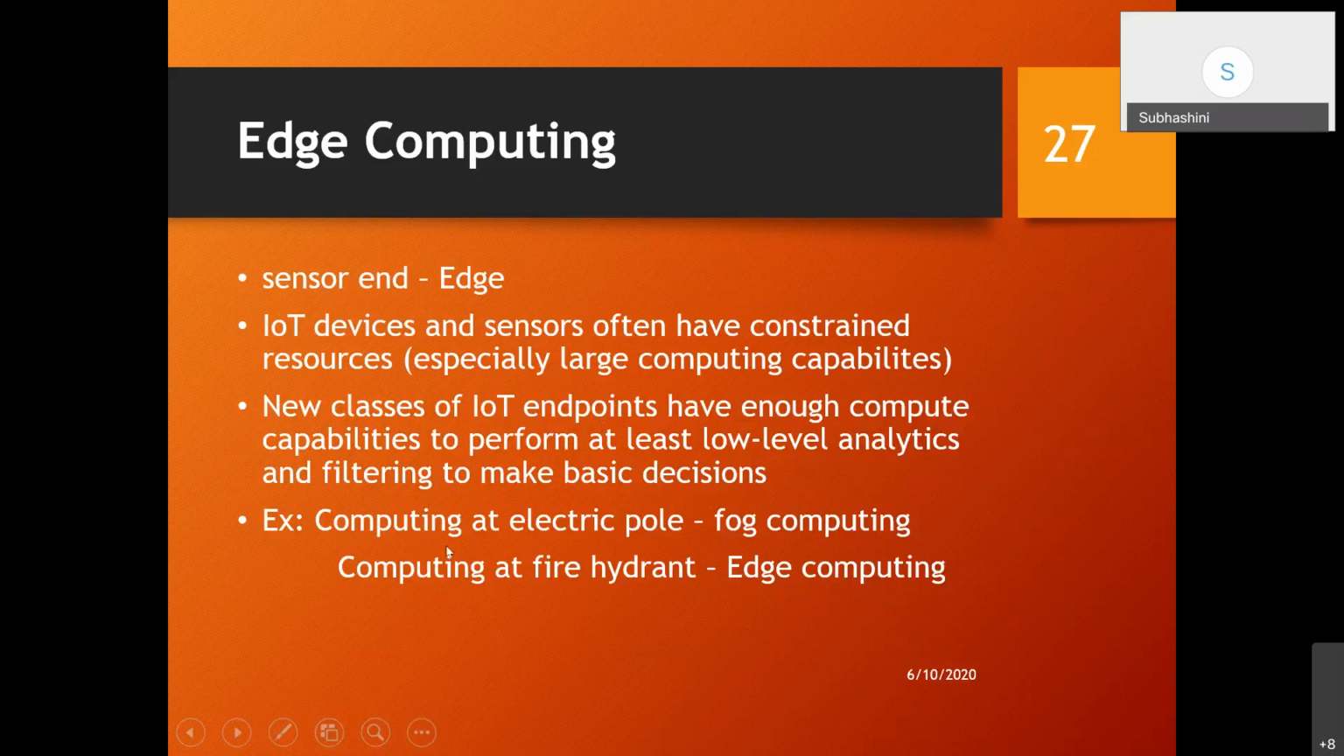You can see an example: computation at the electric pole itself. In the electric pole only, you're generating the data and you're computing there only. That's nothing but an example for fog computing.